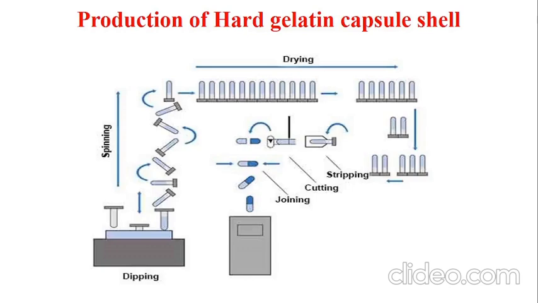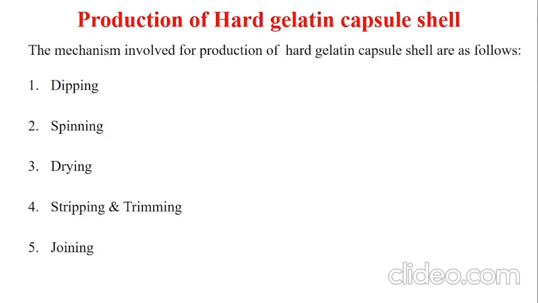This is the diagrammatic representation of what I discussed. The mechanism involved in the production of hard gelatin capsule is accomplished in several steps: dipping, spinning, drying, stripping and trimming, followed by joining.